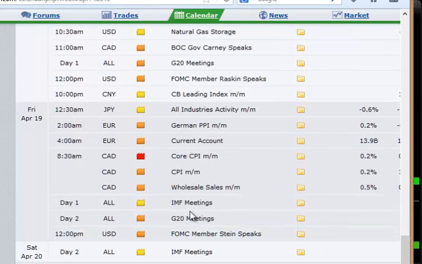We've got Japan's all industries activity going into Friday. German PPI, current account out of all of Europe. Canada joins in with their CPI and wholesale sales. We've got the G20 meetings running late in the week. And that's about it. That is not a lot this week. The CPI in the U.S. is probably the big data point we will be watching.